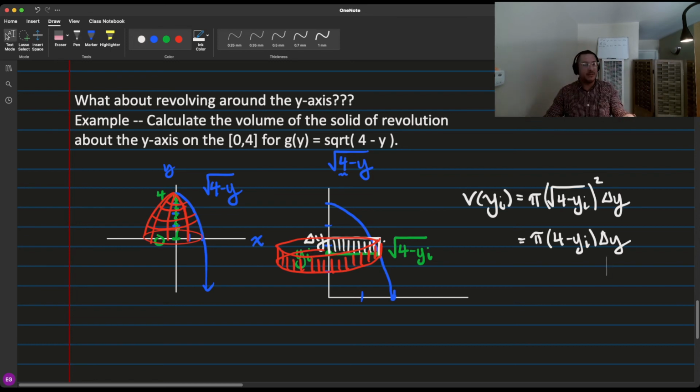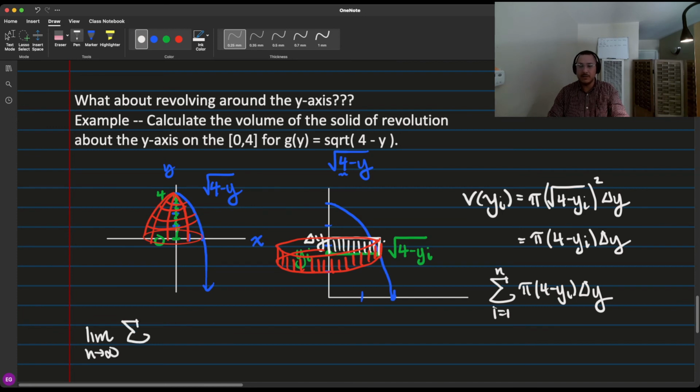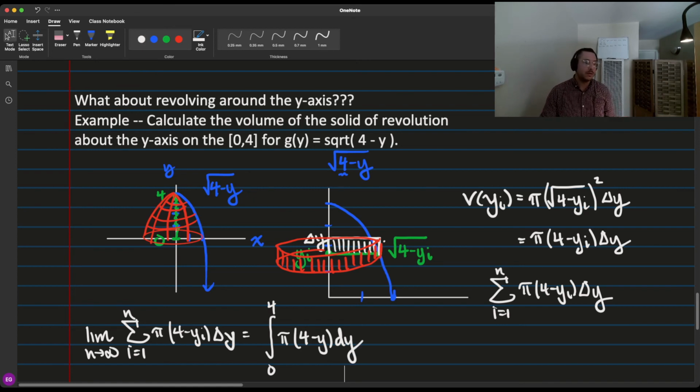Now, you would do that a bunch of different times for all those different disks, so you would add them together. So you get sigma of pi (4 minus yi) delta y. That's the estimated volume. What's the actual volume going to be? Well, you take the limit of that. So the limit as n goes to infinity of the sum from i equals 1 to n of pi (4 minus yi) delta y. And then what's the payoff? You realize that you're just going to integrate from 0 to 4 of pi (4 minus y) dy. Boom. That's something I can now solve using all the integral stuff that I've learned.